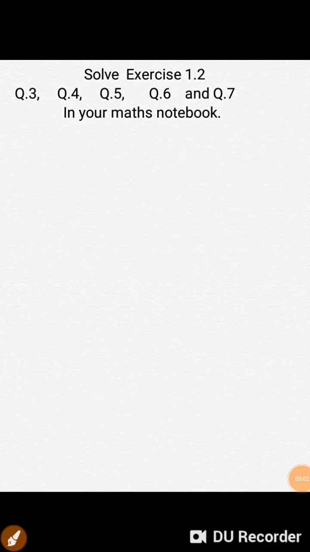Now based on this explanation, you need to solve exercise 1.2 of your textbooks, question number 3, question number 4, question number 5, question number 6 and question number 7 in your maths notebook.